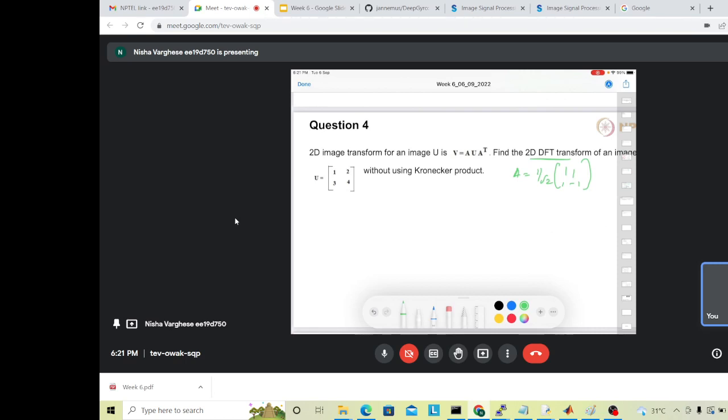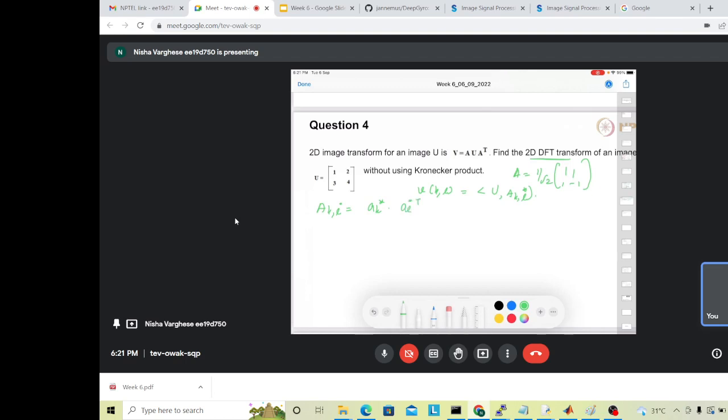Okay, so the equation is VKL. Each value VKL can be represented as the product of U and AKL star. AKL star is the product of AK star and AL star transpose.